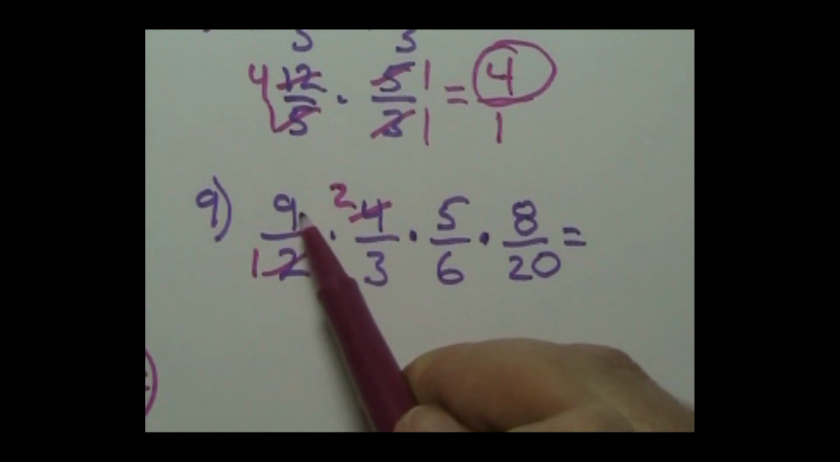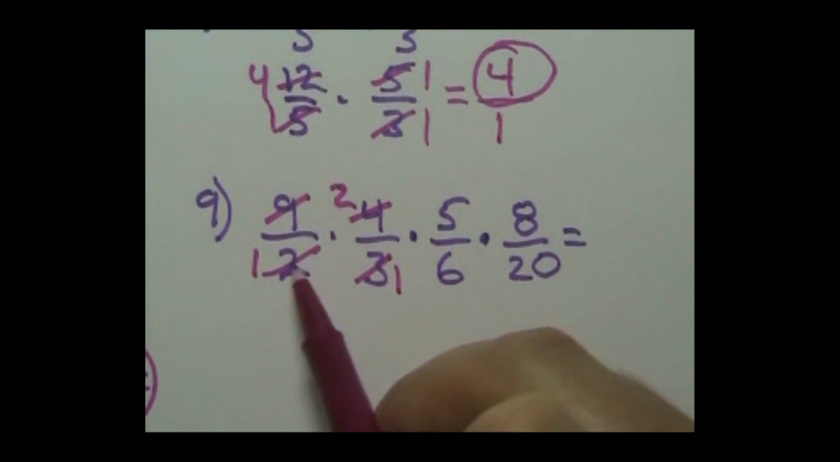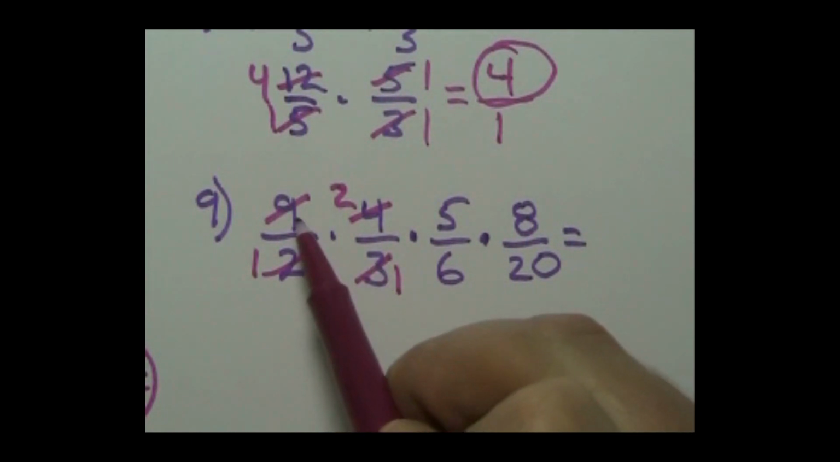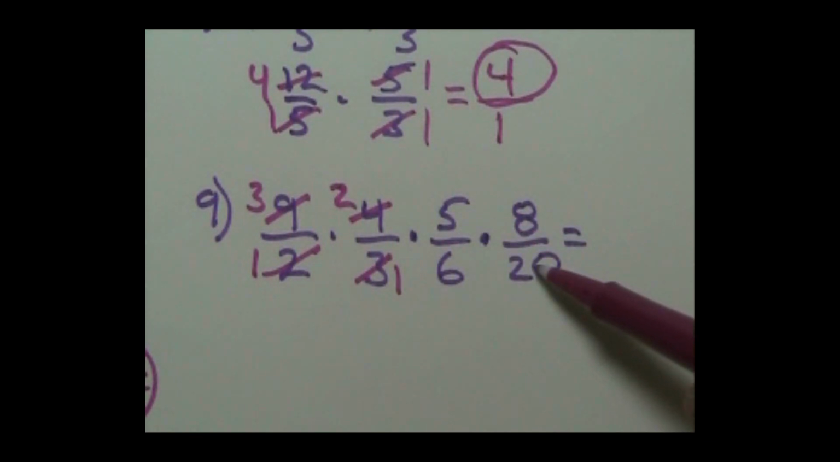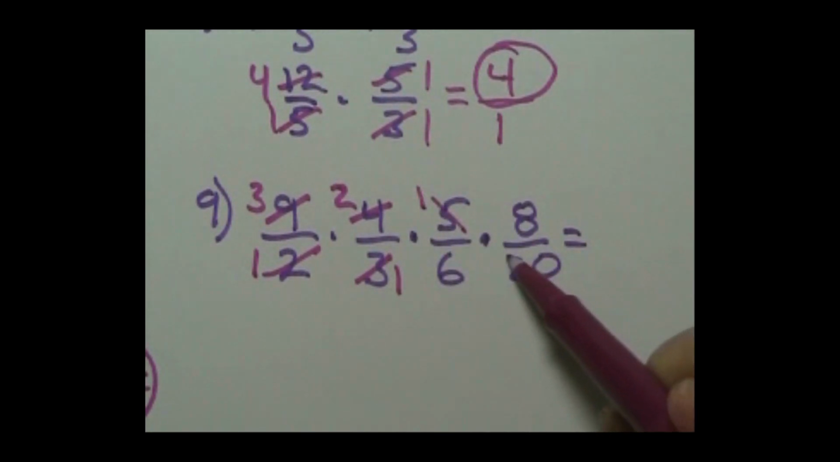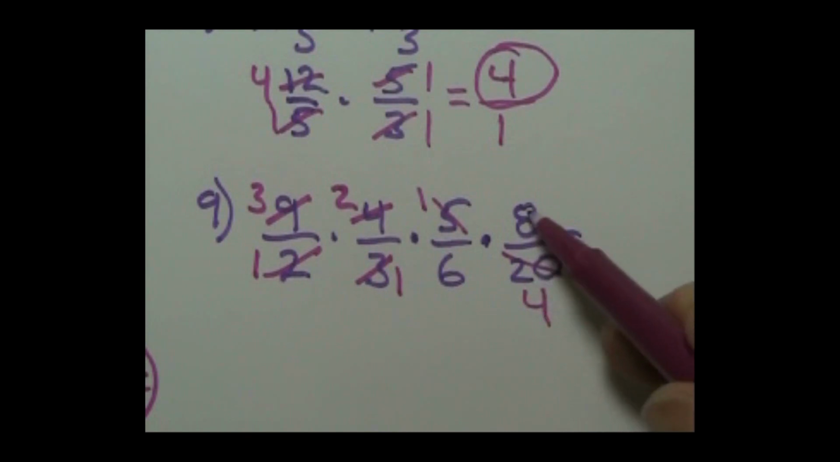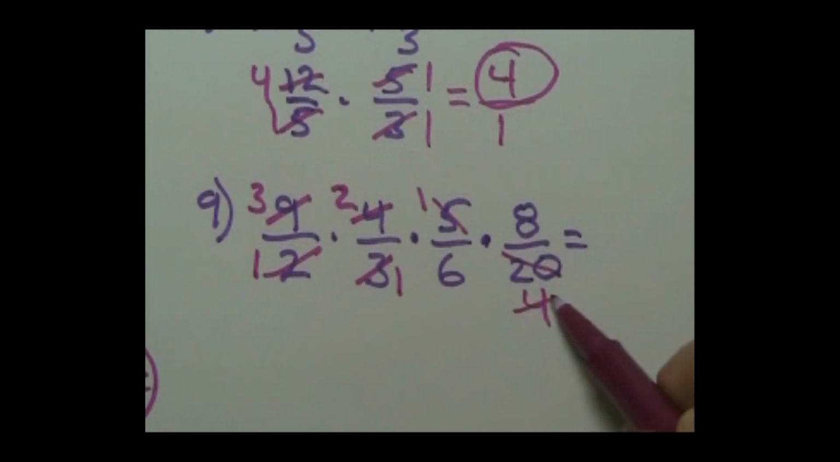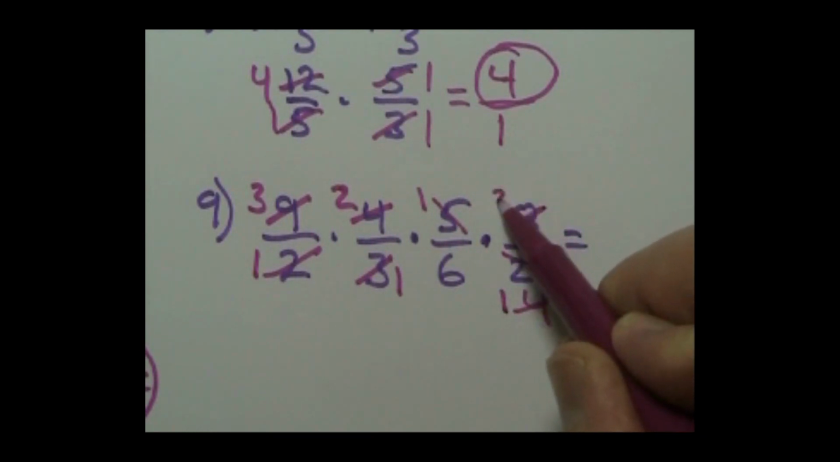I have 3 going into 6. 3 goes in here once, and 3 goes into 9 3 times. Okay, what else we have? We have 5 and 20. So 5 will go in here once, and 5 goes into 20 4 times. We have 4 into 8. 4 goes in here once, and 4 goes into 8 twice.